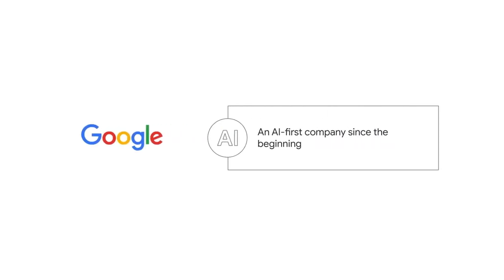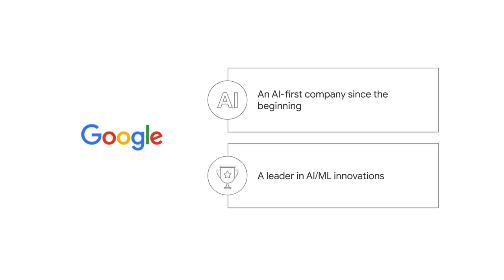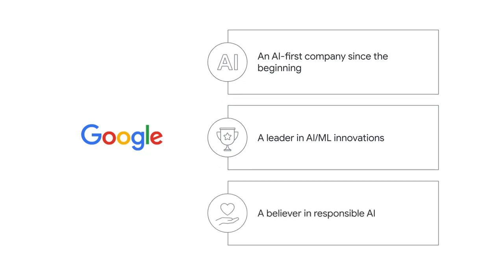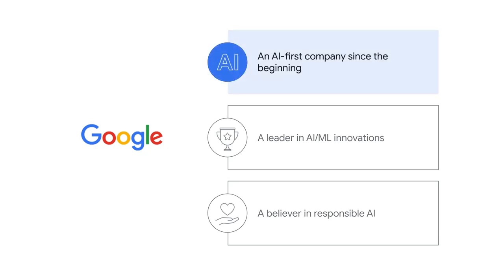So why should you trust Google for AI? Firstly, Google has been an AI-first company and used AI to power its products since the beginning. Second, Google is a leader in AI and ML innovations. Thirdly, Google is a believer in responsible AI. Let's take a brief look at how Google began innovating with data and AI in its products.